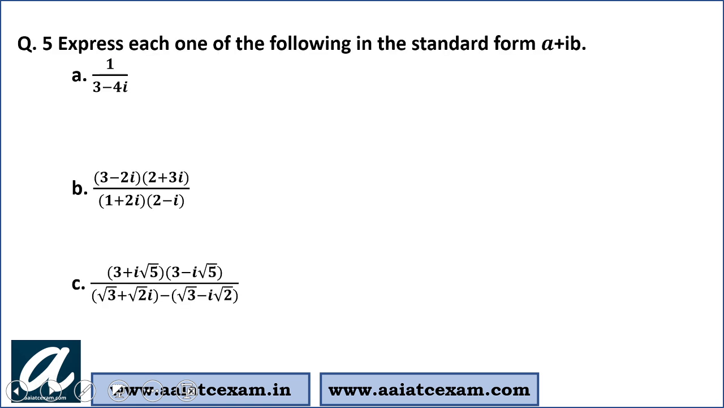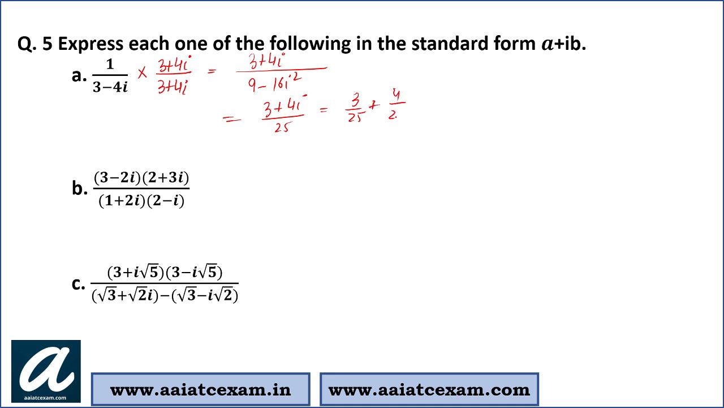Now students, let us solve some questions based on this topic. Express each of the following in the standard form. Just multiply by 3 plus 4 iota and divide by 3 plus 4 iota, that is, rationalize the denominator. So you will get 3 plus 4 iota by 9 minus 16 iota square. So this is 3 plus 4 iota by 25, and the answer is 3 by 25 plus 4 by 25 iota.